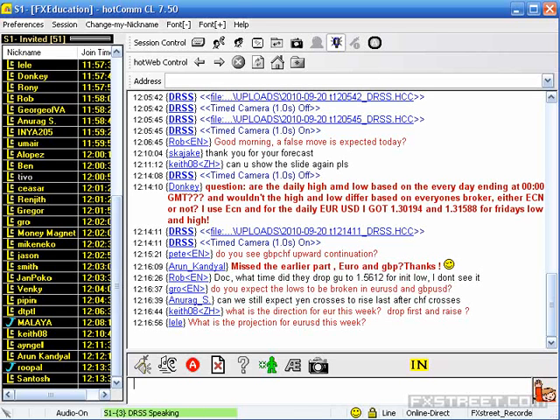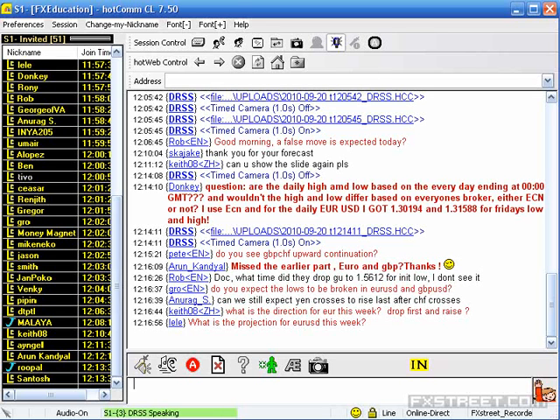Yeah, I'll show the slide again. Then, the daily high and low based on the everyday ending at 00 GMT. No, the daily initial highs and the lows are being taken for record in our understanding around 3:30 GMT.